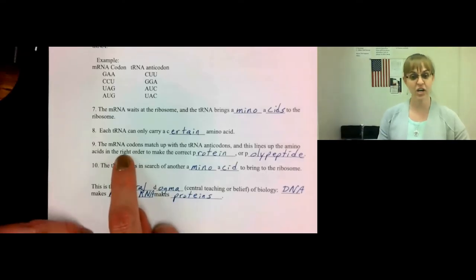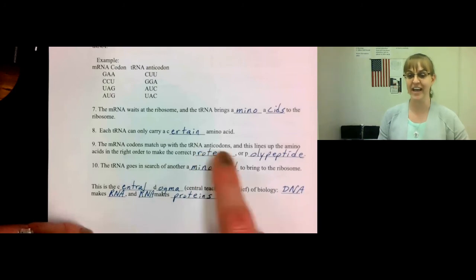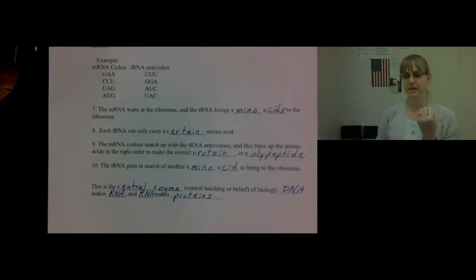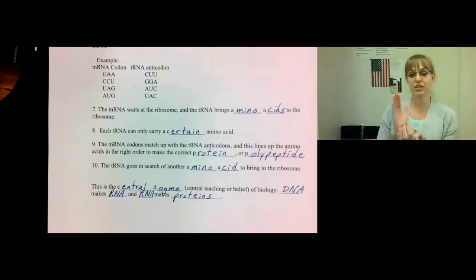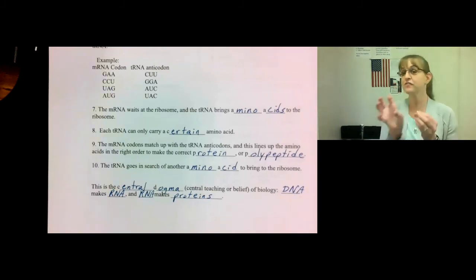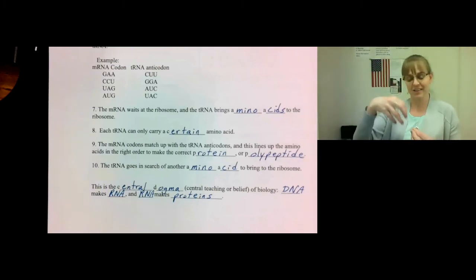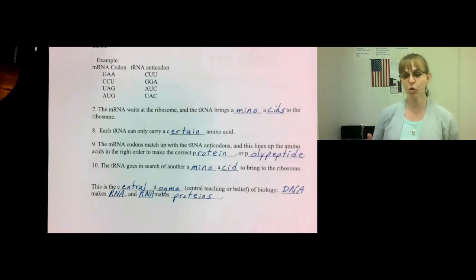Then the mRNA codons match up to the tRNA anticodons. The messenger has the instructions, the transfer matches, and that puts the amino acids in the right order to make a protein or a polypeptide. A polypeptide is another word for a protein. Then the transfer RNA goes in search of another amino acid, brings it back, puts it into the protein, and continues on. And this whole process of transcription and translation is considered to be the central dogma of biology, the central teaching, the central belief.